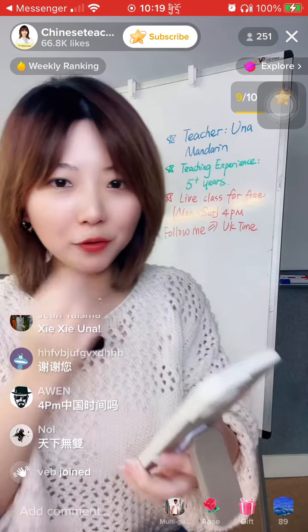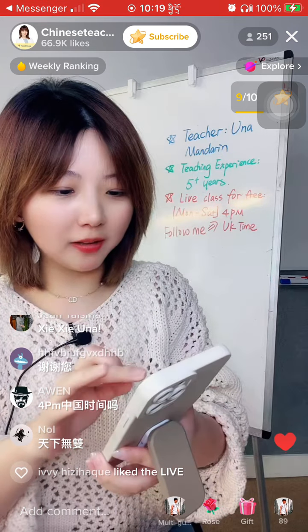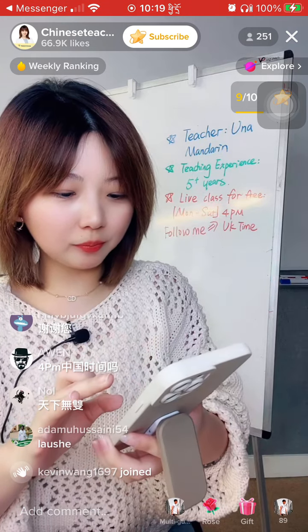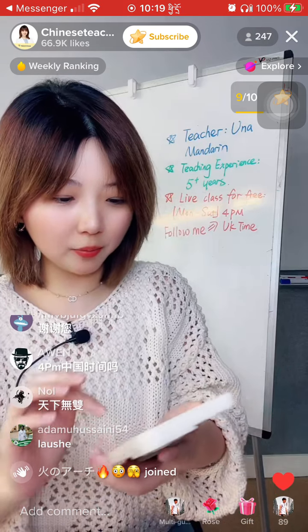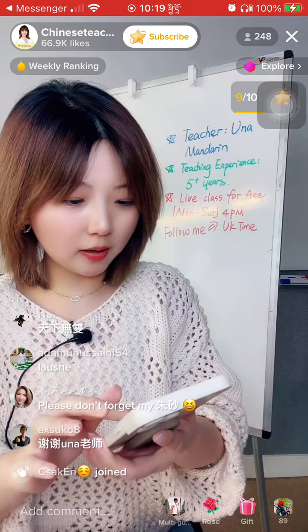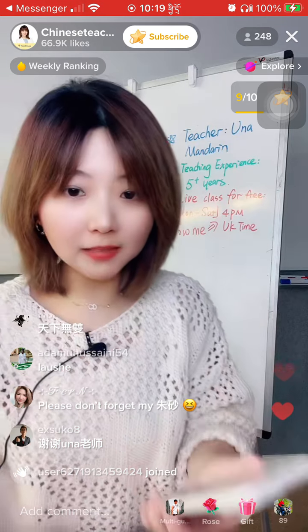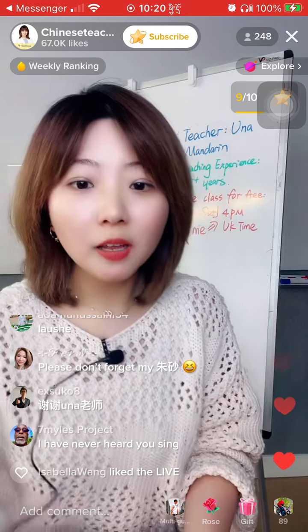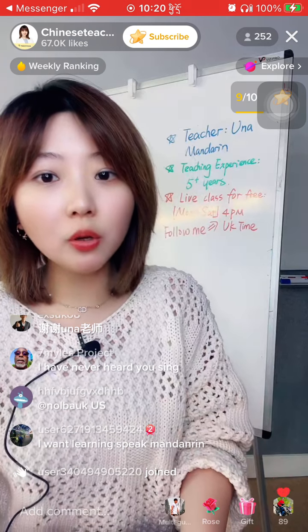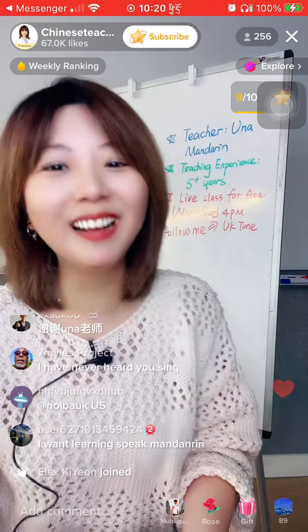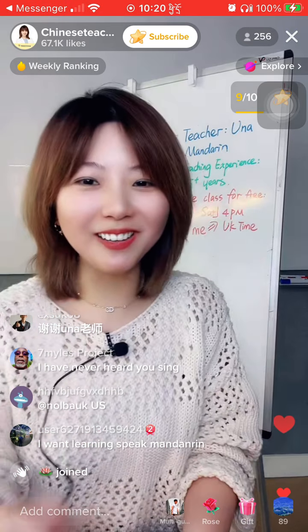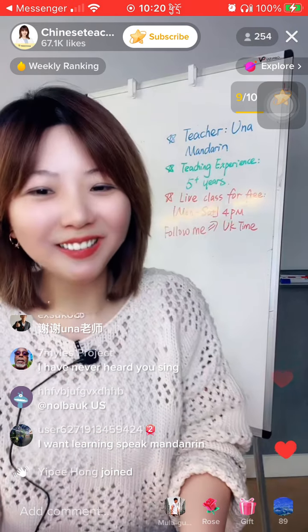Let me see. How many of you have watched 苍兰诀? I want to sing a song from 苍兰诀, but I don't know if you are familiar with that song. If you are not, I can choose another one. Have you watched 苍兰诀? 4 p.m. UK time. 英国时间啊，英国时间。Please don't forget my 朱砂. I will, I will, I will. I promise you, Fen.